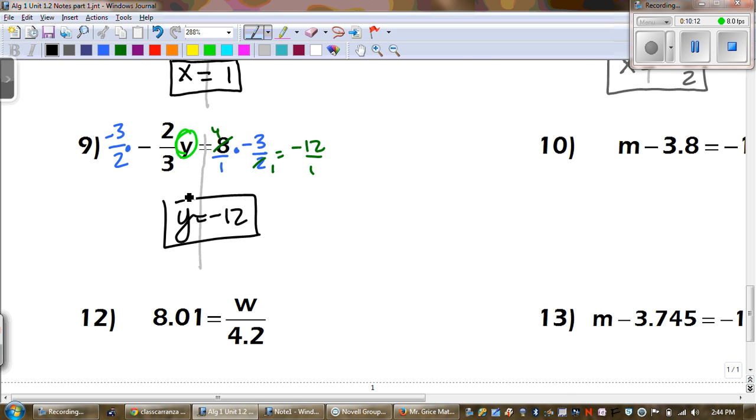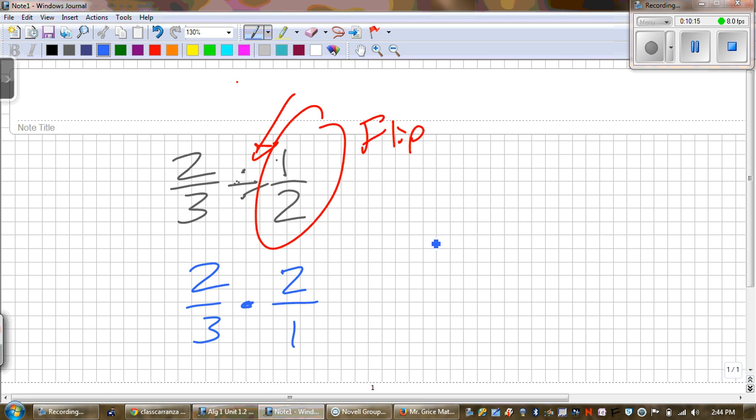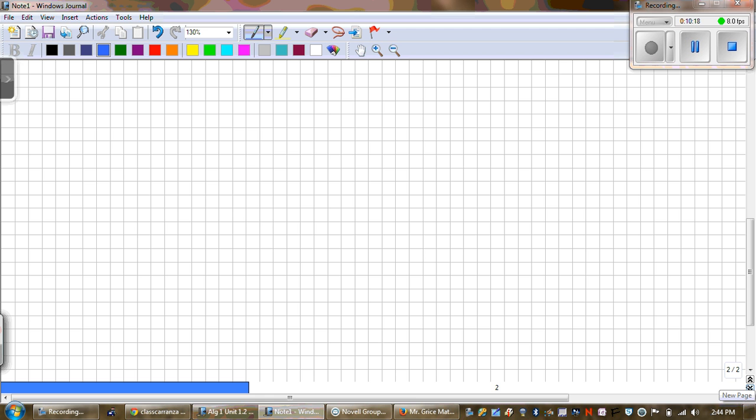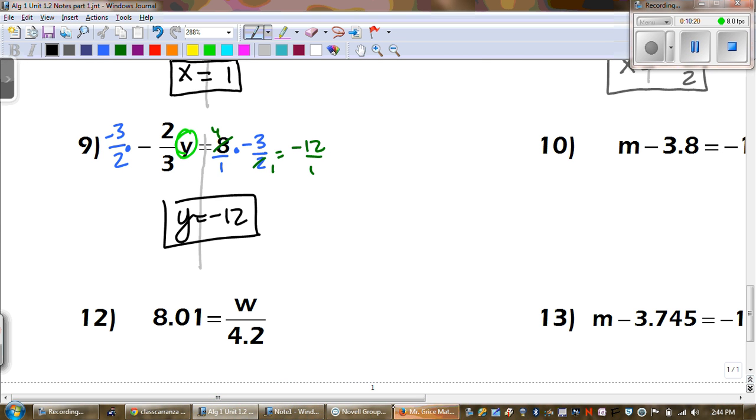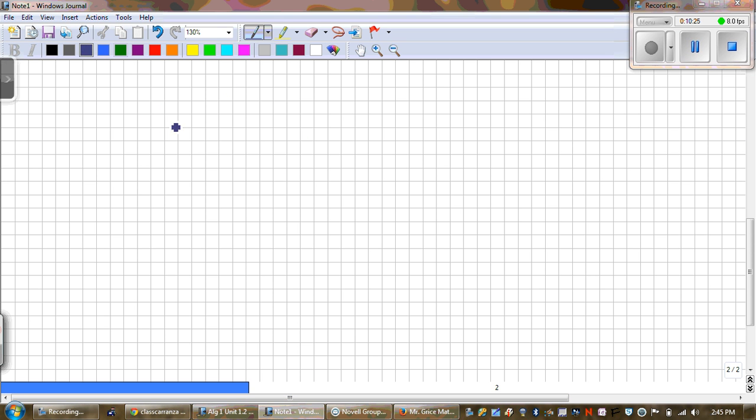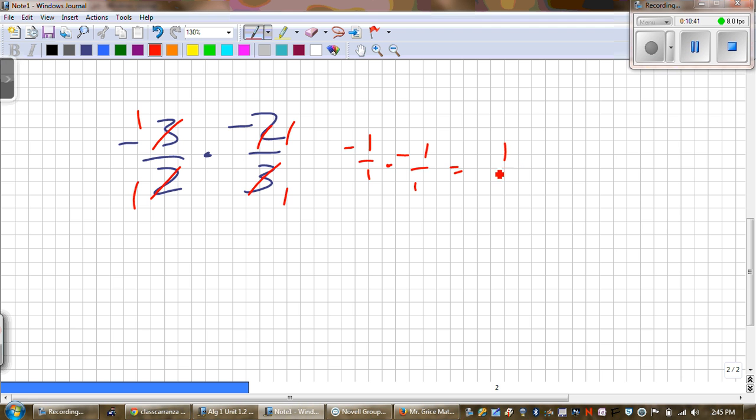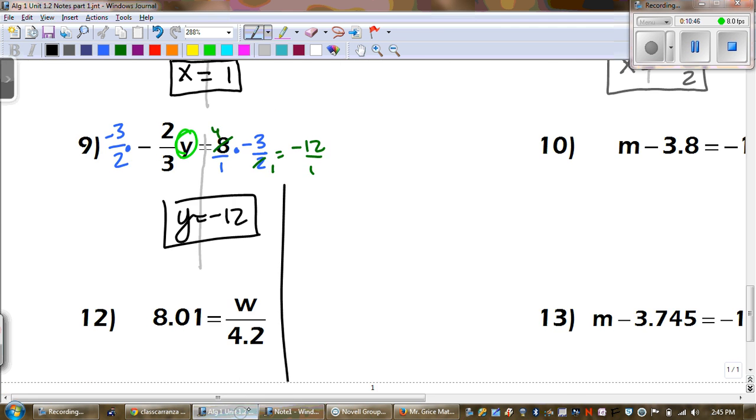You might be like, Mr. Grice, why do we multiply by the inverse? Okay, so we had, let me look back at it. We had negative 2/3. So negative 2 over 3 times negative 3 over 2. Well, if you look at our kitty corners, those both reduce. So we have negative 1 over 1 times negative 1 over 1, which is positive 1 over 1, which is 1. Everything cancels out. That's what we want, okay? So that's why we do that.